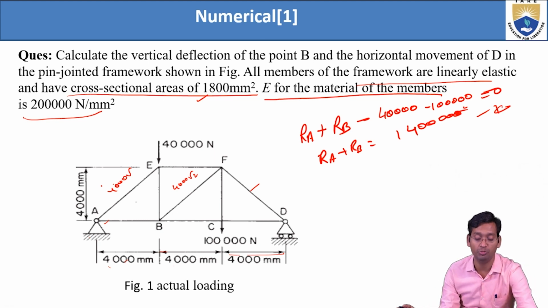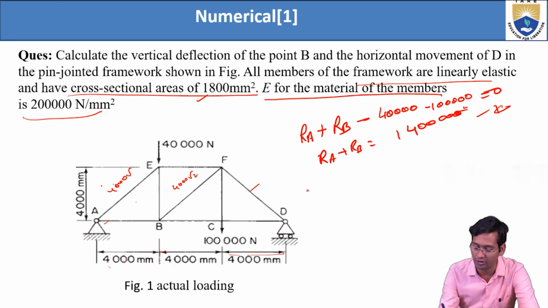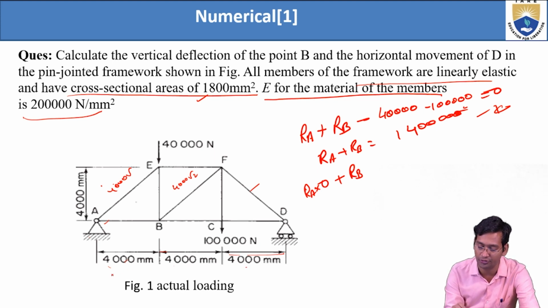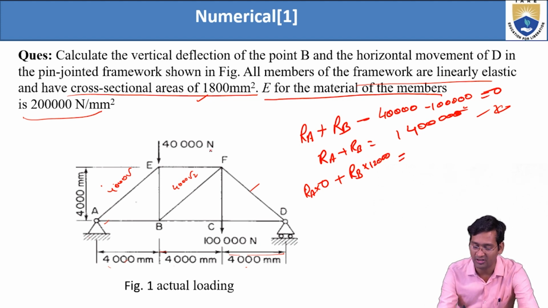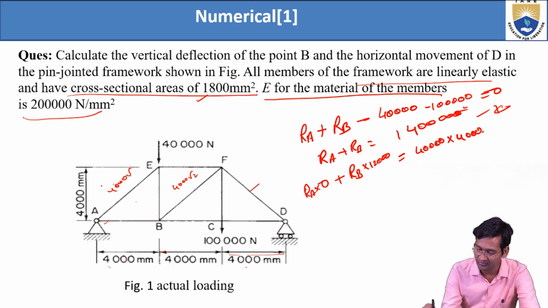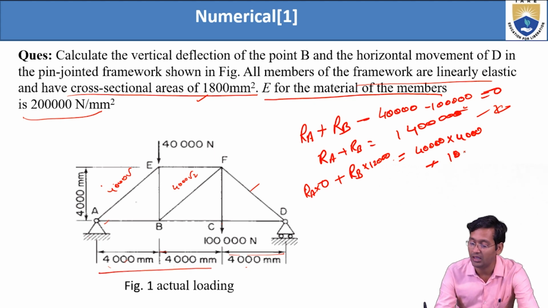Now what we have to do? Apply the moment. Take moment about a point, so just take moment about A. RA into 0, plus RB into the length: 4,000, 4,000, 4,000, total 12,000. So into 12,000, equals 40,000 into 4,000. Then plus, because it equals that directly we are taking, 1 lakh into this total 8,000.